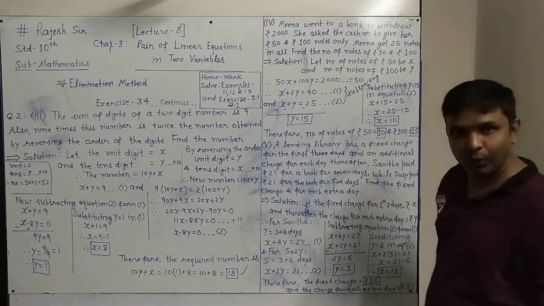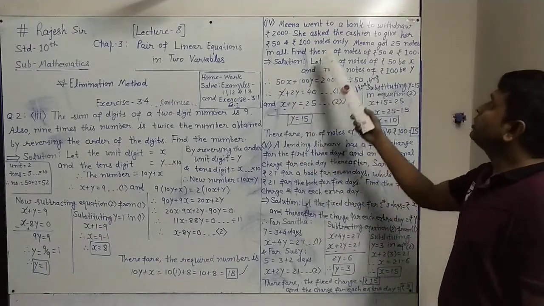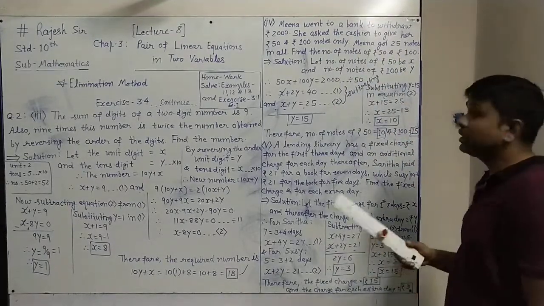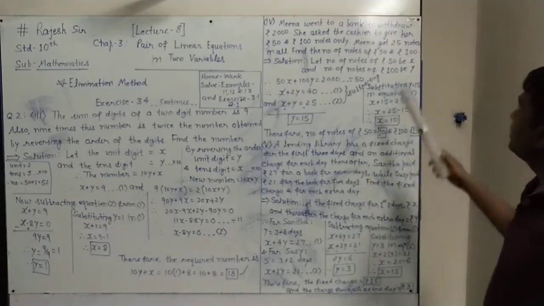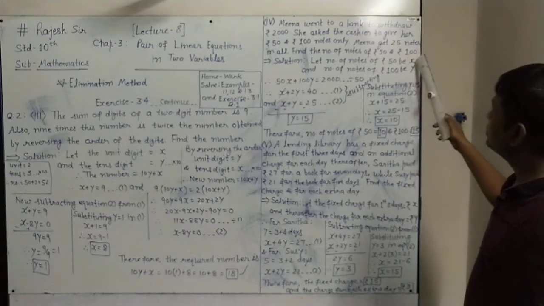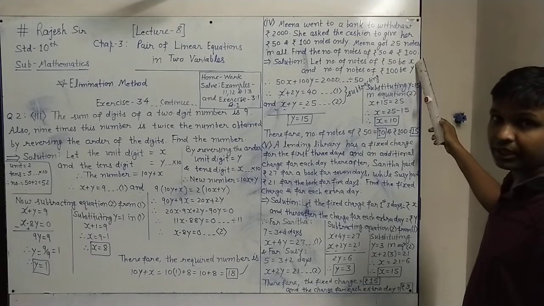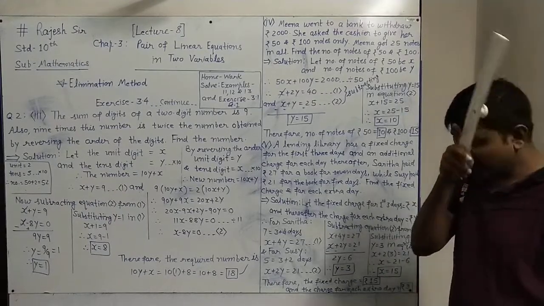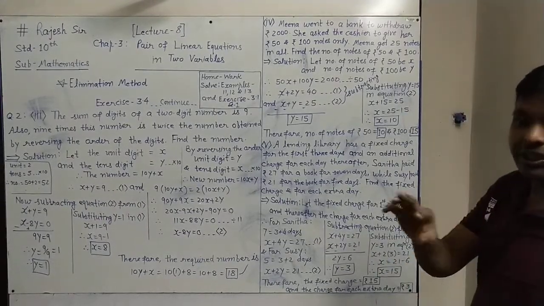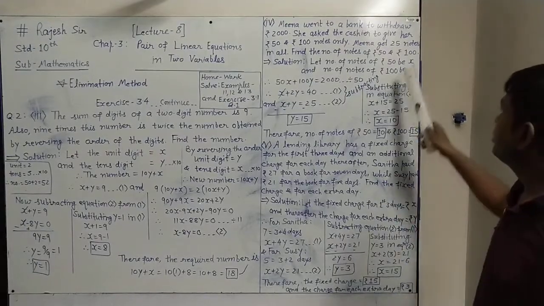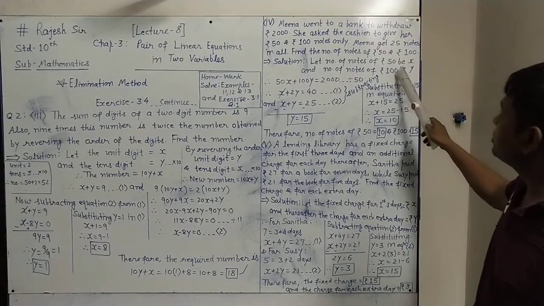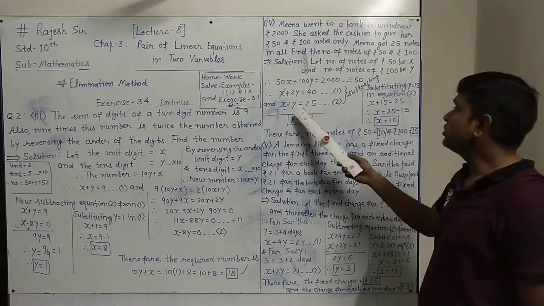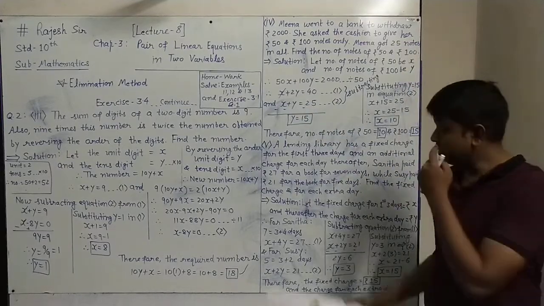We got equation 1. Now equation number 2: it is given that Meena got 25 notes in total. She has x notes of rupees 50 and y notes of rupees 100. So x plus y, the total number of notes, is equal to 25, as given in the question.